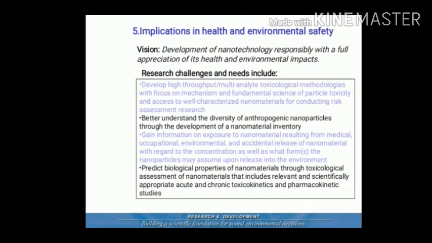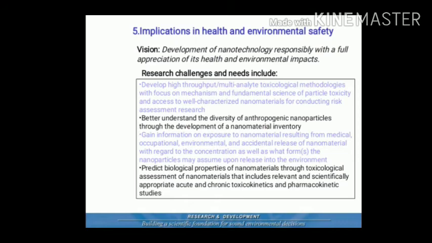The second implication is the implications in health and environmental safety. Vision: development of nanotechnology responsibly with full appreciation of its health and environmental impacts.